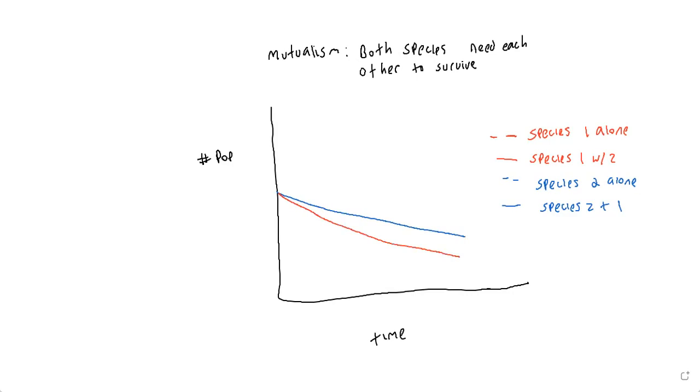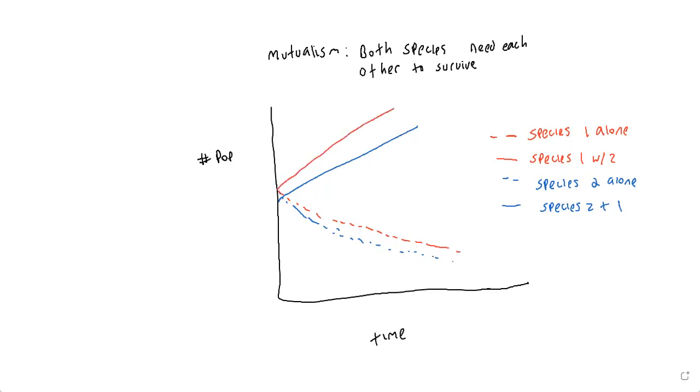Now, species 1, actually, I just did a solid line when I should have done a dotted line. I'm sorry. All right, so species 1 alone is not going to have a very good time surviving. Species 2 alone is not going to have a very good time surviving. But species 2 with species 1 is going to increase in numbers, and species 1 with species 2 is going to have a similar path. This is because both species need each other to survive.